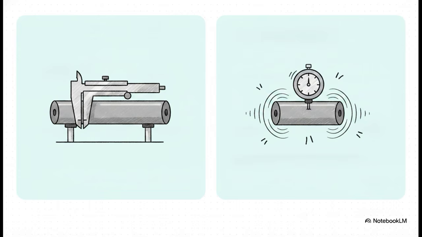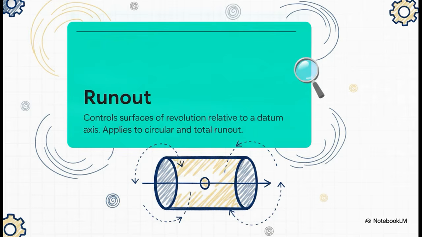When you place a dial indicator against a rotating part, that needle swinging back and forth is revealing hidden errors that a static caliper will leave you completely blind to. The size is perfect, sure, but what is that swinging needle actually measuring? Well, it's measuring runout. Let's look at the official rulebook.